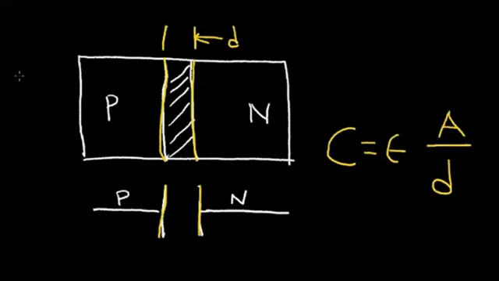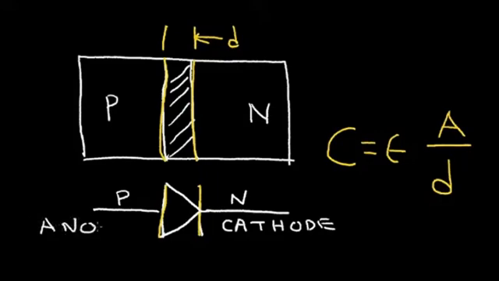But besides being a capacitor, this p-n junction region also forms a diode. And the symbol for a diode is this. And this region, the N region, is sometimes referred to as a cathode. And the P region is referred to as an anode.